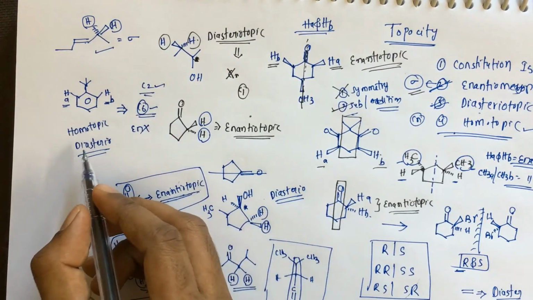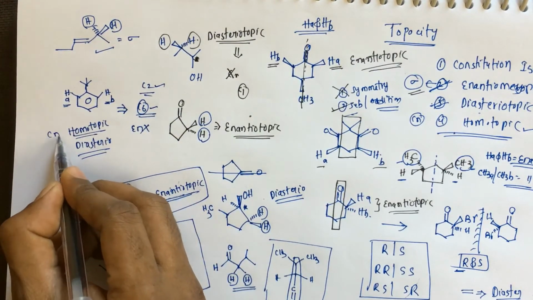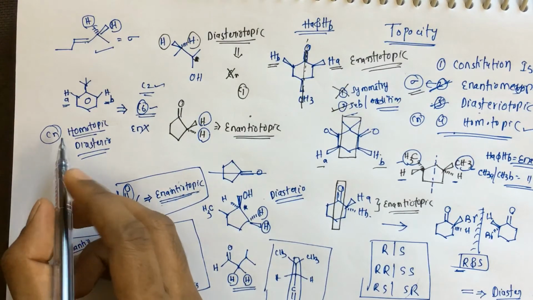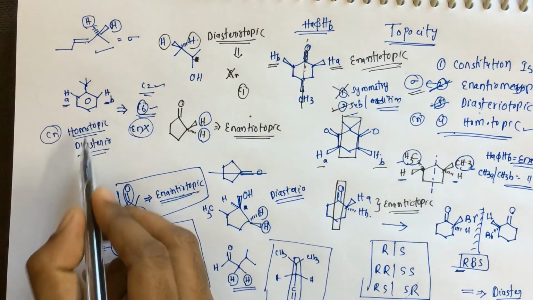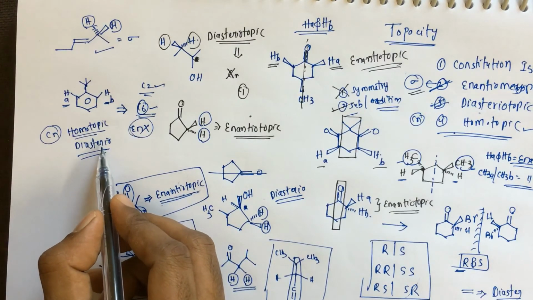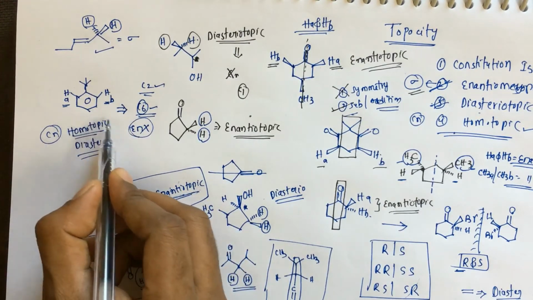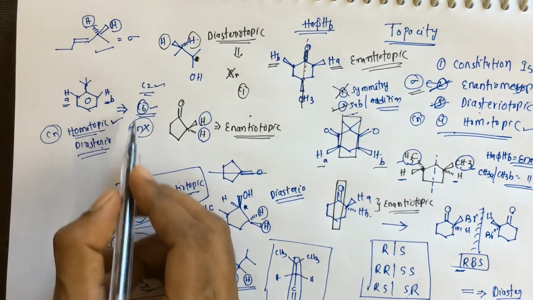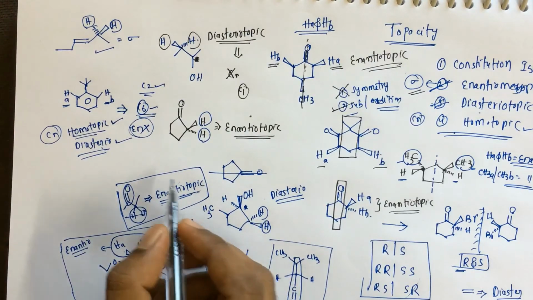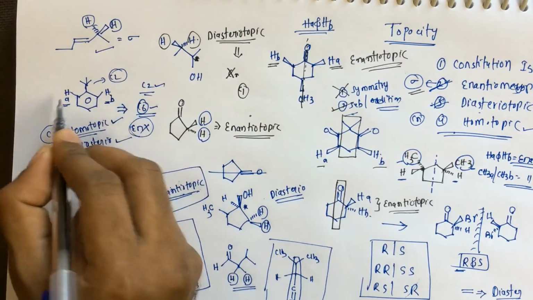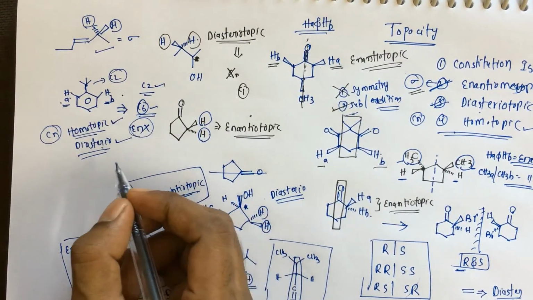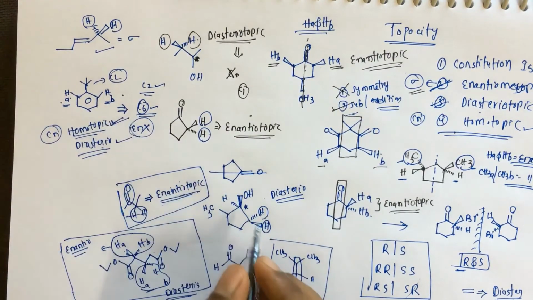What is the criterion for homotopic? The Cn symmetry is a criterion, right? So if benzene is there, we can rule out enantiotopic. Only two things are left, homotopic and diastereotopic. If a Cn axis of symmetry is there, then homotopic. If no symmetry is there, then it is diastereotopic. And here we can see a C2 axis of symmetry, this one here, this one here. So this comes out to be homotopic in nature.